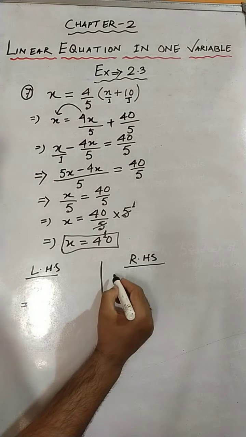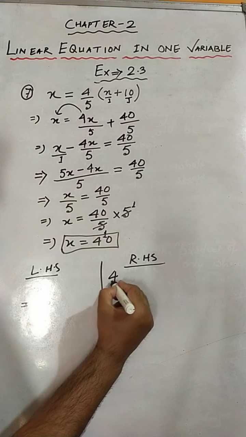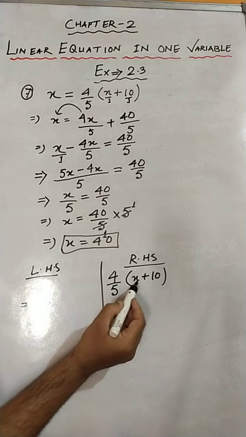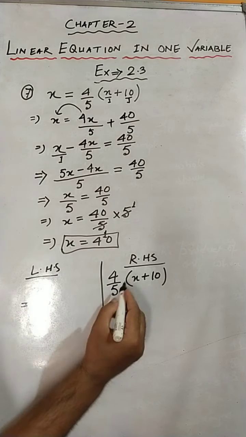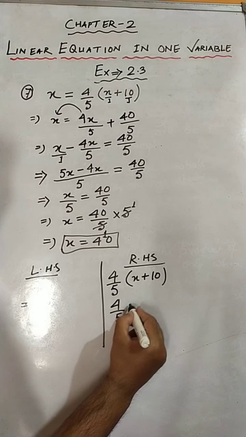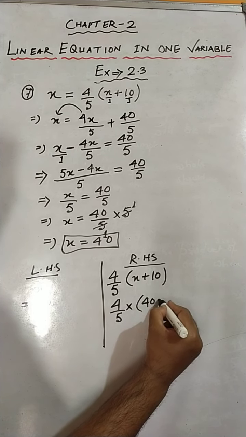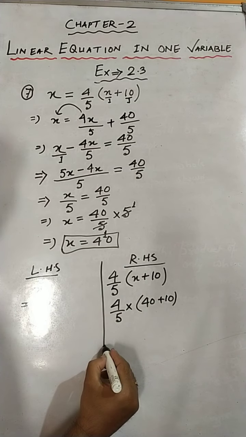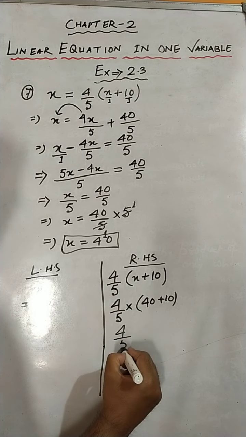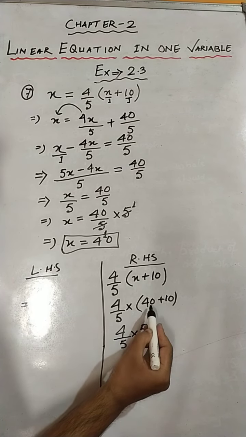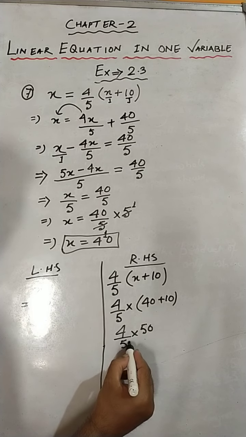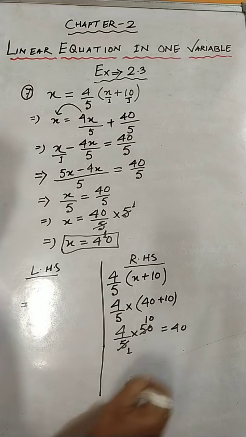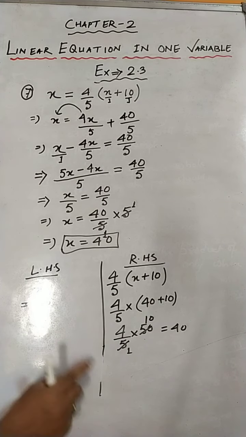Now let's check the right hand side part. So 4 by 5 x plus 10. Now in place of x we'll put the value, that is 40. So 4 by 5 into 40 plus 10. So we'll solve the bracket first. So we'll get 4 by 5 into 50, isn't it? 40 plus 10 is 50. Now we'll reduce this thing. 5 ones are 5, 5 tens are 50. So 4 tens will get what? 40, isn't it? So both the side we are carrying the same answer.